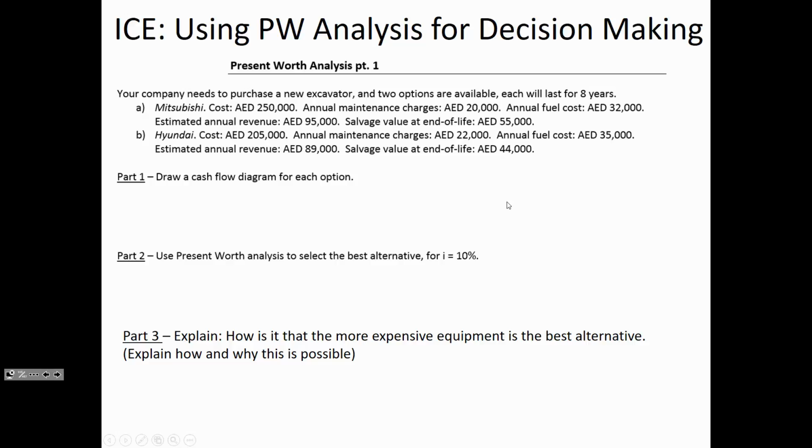On the back side of the paper, I've got the 10% factor table for you to use. And you're going to be comparing two pieces of equipment that cost a different amount of money. In this case, they both last for 8 years, so we're not yet getting to the complication of how to handle different useful lives. The Mitsubishi and the Hyundai. It looks like the Mitsubishi is more expensive than the Hyundai in this case. It's an excavator that's going to last for 8 years.